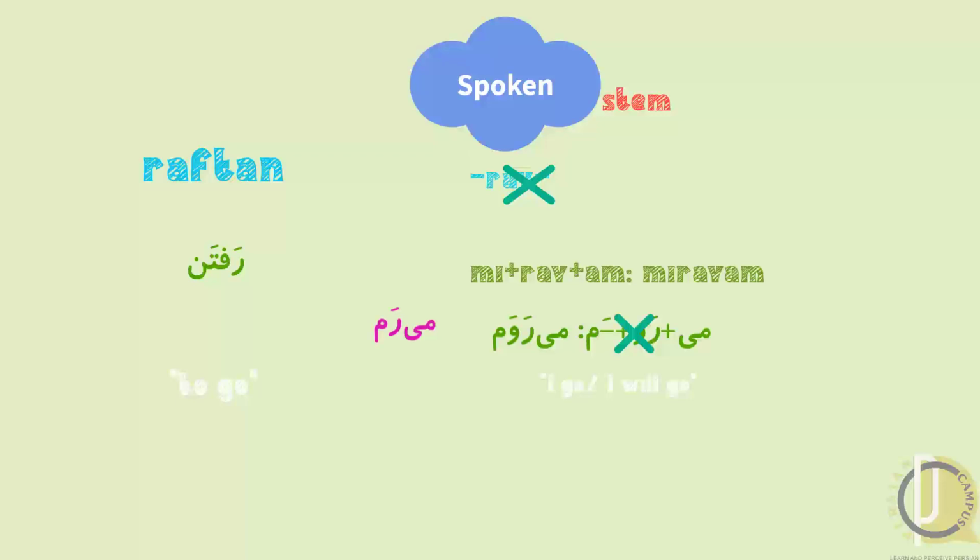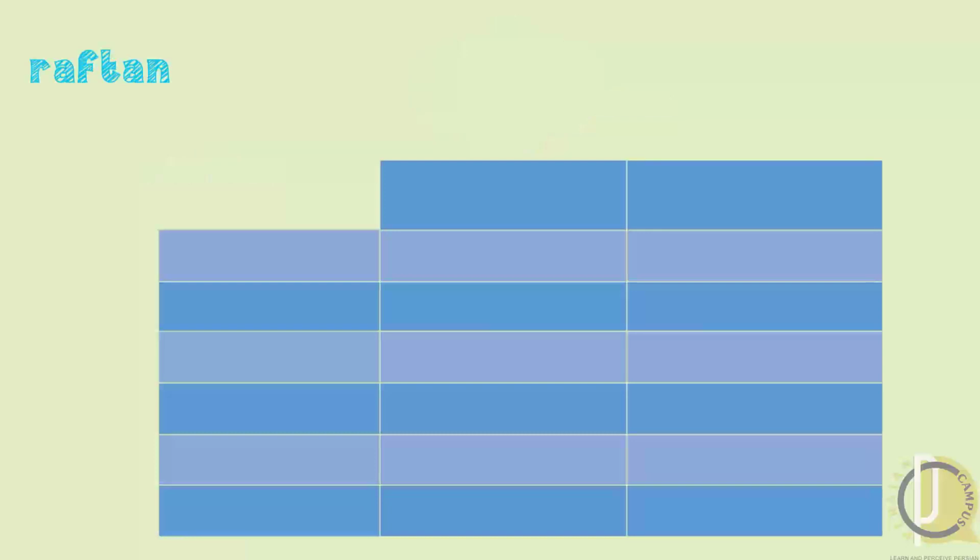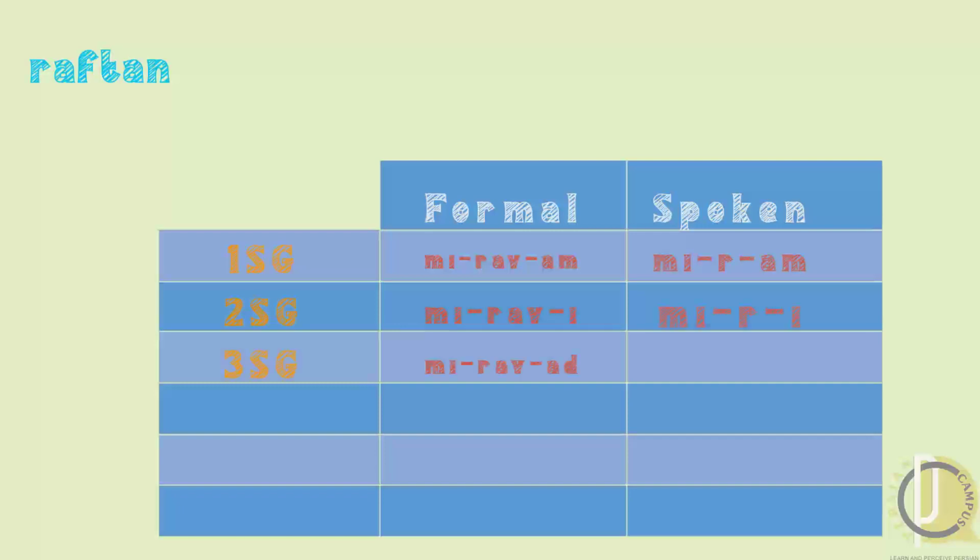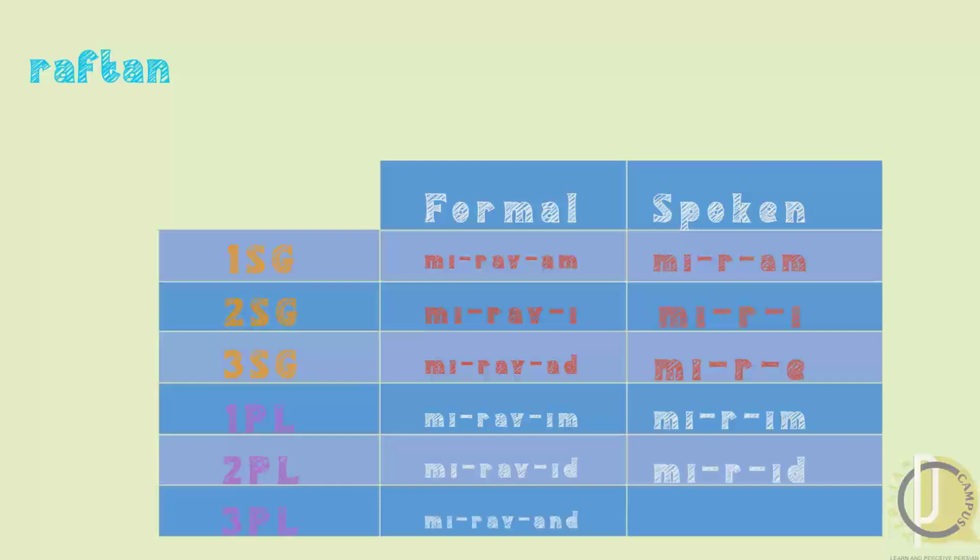So for the other persons, see the table below, where the left column demonstrates the formal Persian and the right column offers the spoken ones. Formal, miravam. Spoken, miram. Miravi, miri. Miravad, mire. Miravim, mirim. Miravid, mirid. Miravand, miran.